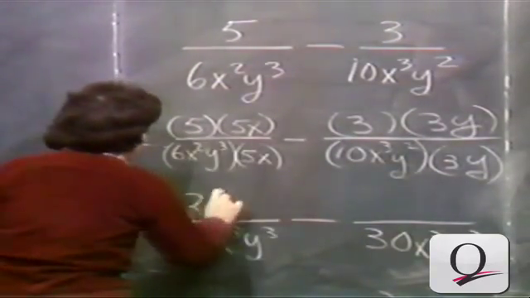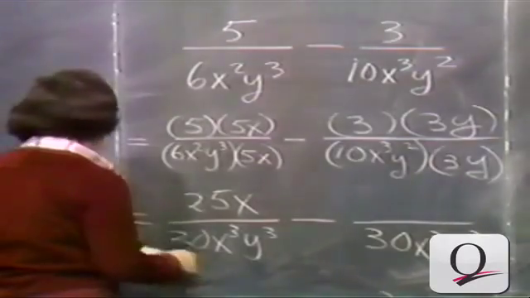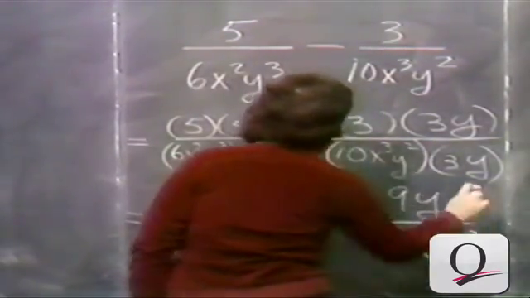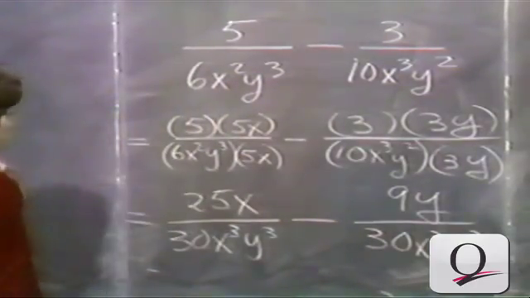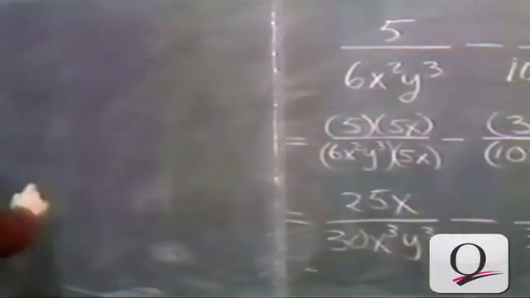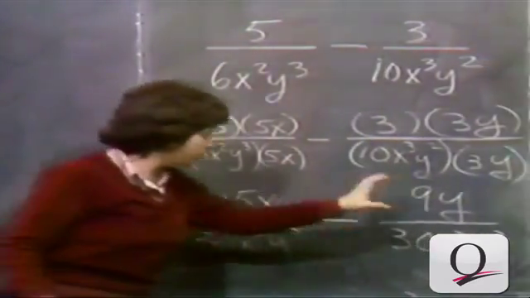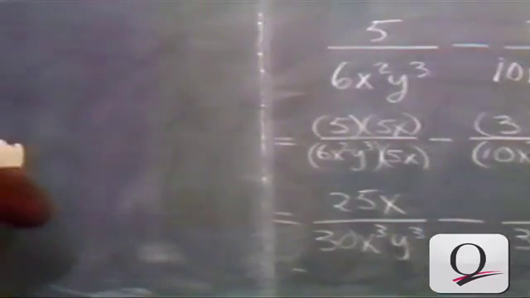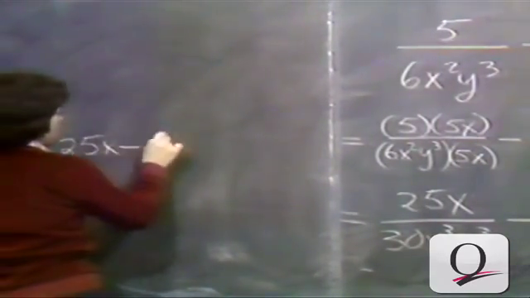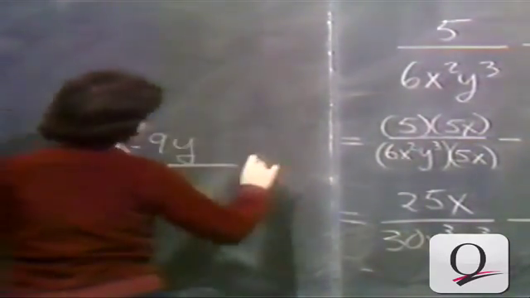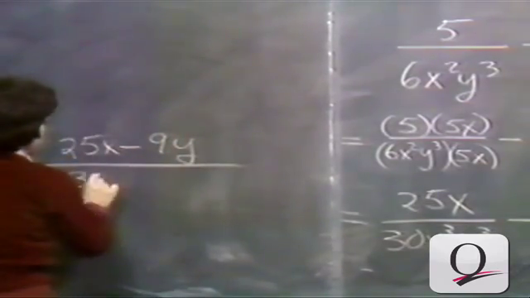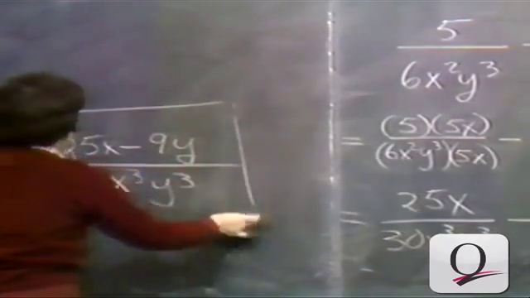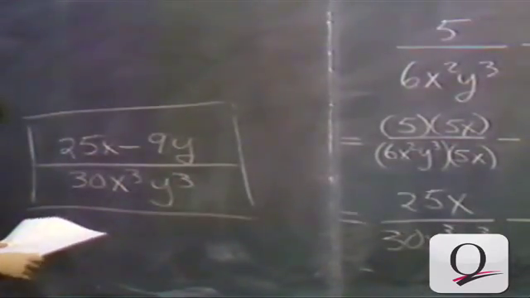We have 25x over 30x cubed y cubed minus now 9y over 30x cubed y cubed. And your final answer, if you want to subtract two fractions with the same denominator, you just subtract the numerators and put them over the common denominator. So your final answer is 25x minus 9y, subtract the numerators and put them over the same denominator. And no further simplification is possible here. And that's the answer.